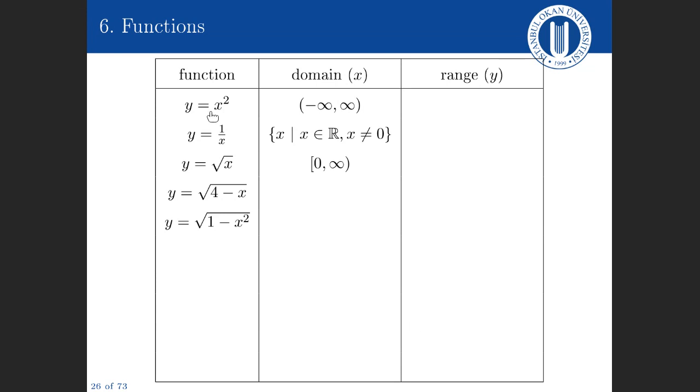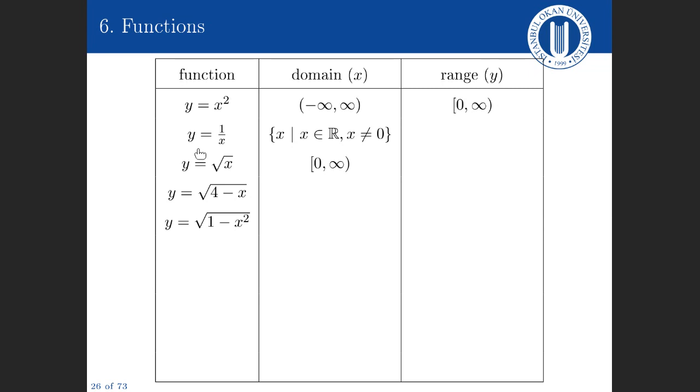First of all, the function y is equal to x squared. If we let x be any number between minus infinity and infinity, what are the possible values of y? And the answer is, if y is x squared, then y must be a positive number, a number between 0 and infinity. We can't get y equal to a minus number if x is a real number.